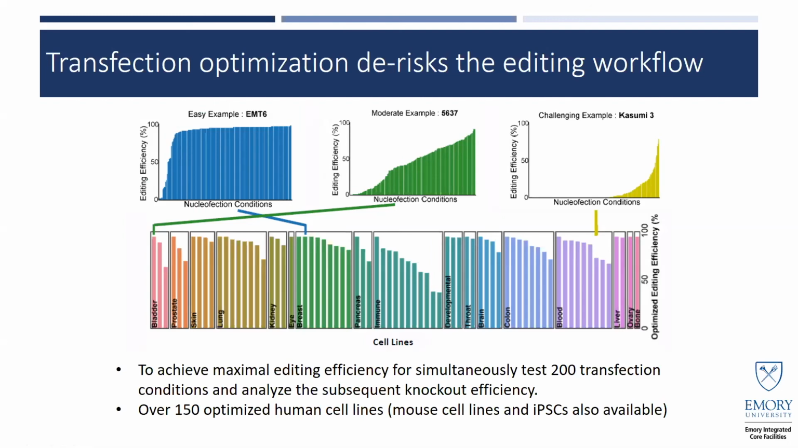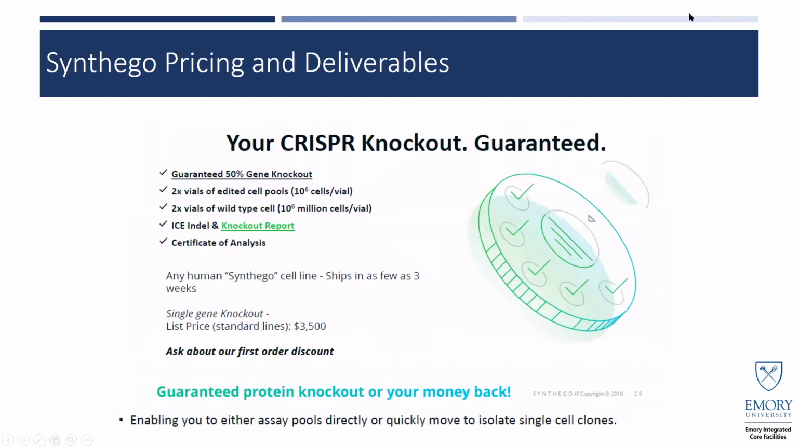So they're able to simultaneously electroporate with 200 different conditions and then analyze the knockout to really get these efficiencies up. Currently they have over 150 human cell lines available through the company, as well as a number of mouse lines and iPS cell lines. And customers can supply their own cell line as well for a little bit extra cost.